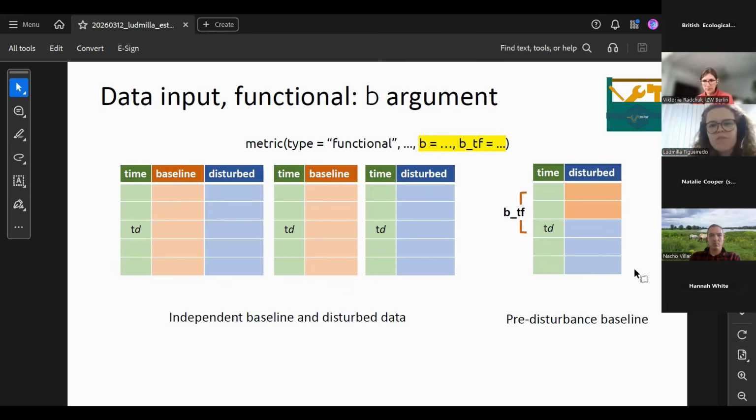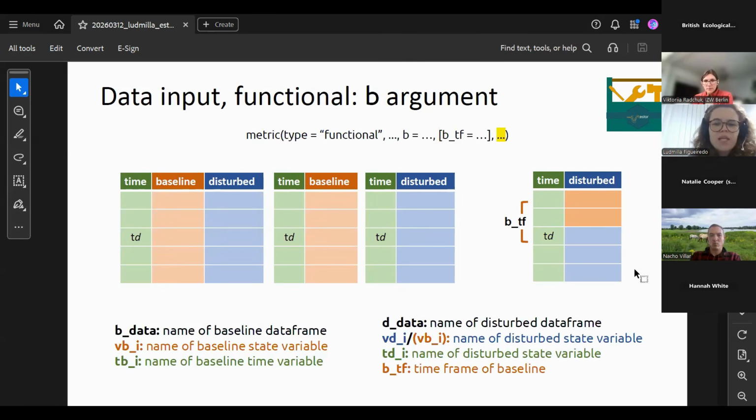And you also have a function where you define it based on your data. You just have to tell, okay, what is the time frame for which I have a baseline? What is the time frame that should be disturbed? And finally, you give this all as arguments for the function. You give the name of your data frame, you give the name of the state variable inside your data frame, and you give the name of the time variable inside your data frame.